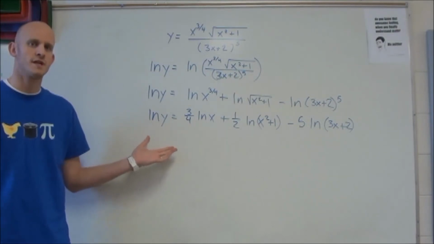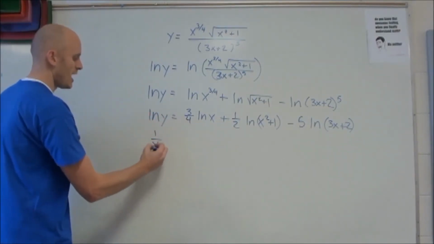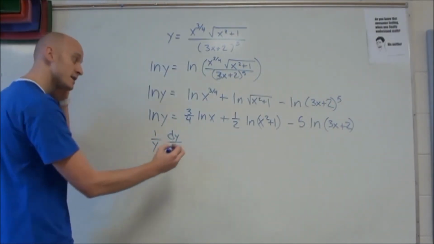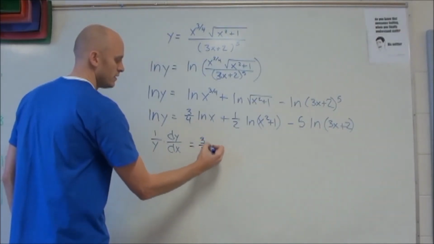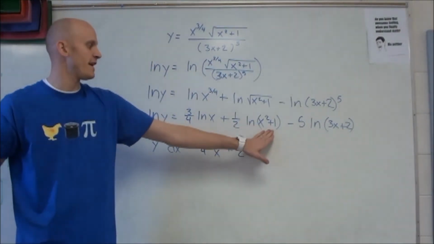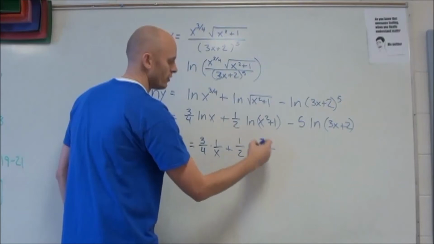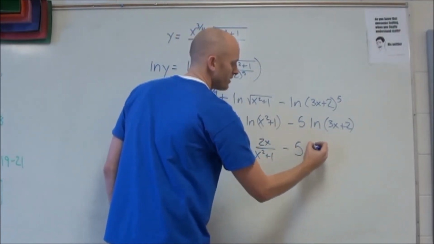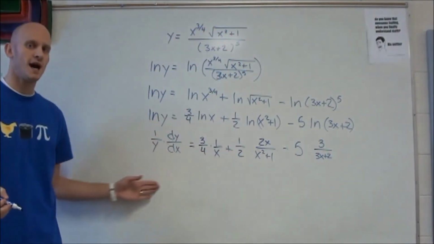Once we have it this far, we'll go ahead and use implicit differentiation to differentiate. So that will give us the derivative of the natural log of y is 1 over y multiplied by the derivative of y with respect to x. That's implicit differentiation with respect to x. Here, the natural log of x has a derivative of 1 over x multiplied by 3/4 plus 1/2 multiplied by the derivative of the natural log of x squared plus 1. And you may remember a little shortcut, it would be the derivative of the inside over the inside. Minus 5 multiplied by the derivative of the inside, 3 over 3x plus 2. This will be our derivative.